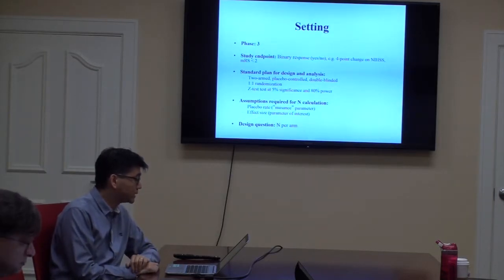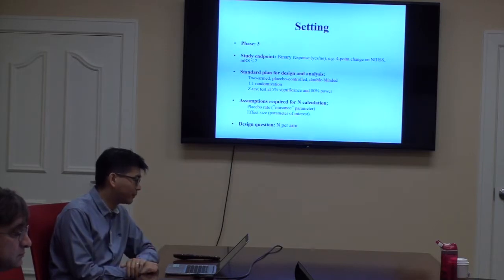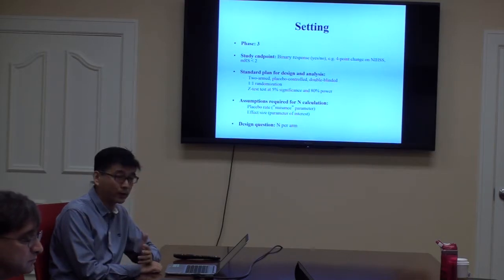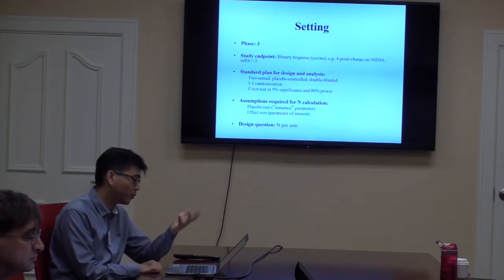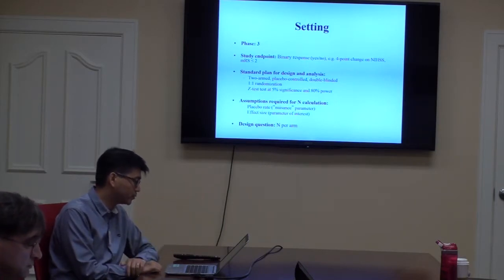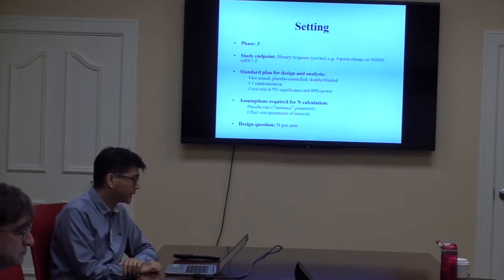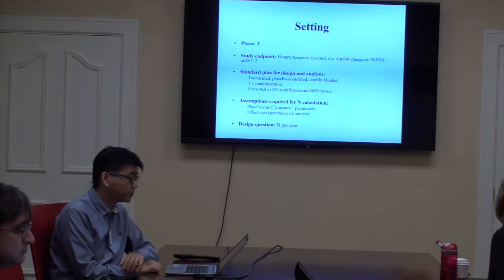And so this is a phase 3. It doesn't have to be a phase 3 setting, just to give some context for illustration. So let's say the study endpoint is a primary outcome for stroke, a 4-point change in the NINDS stroke scale, or the modified Rankin scale, so the primary endpoint. And if you want to do a sample size calculation for the analysis, we need to specify 2 values.